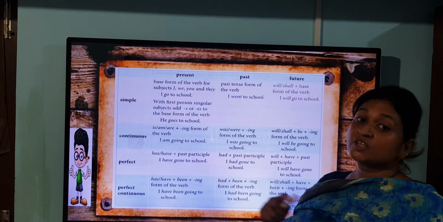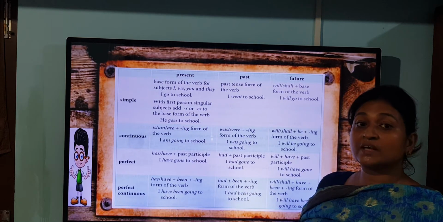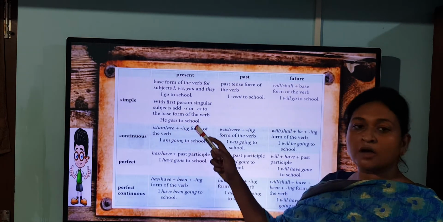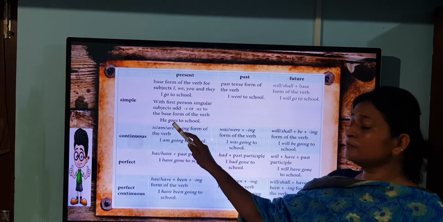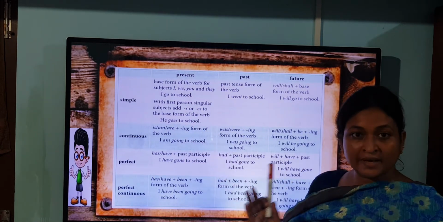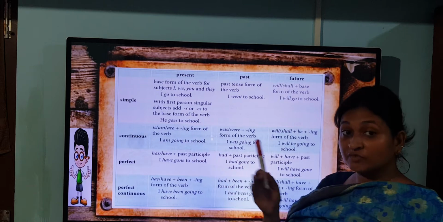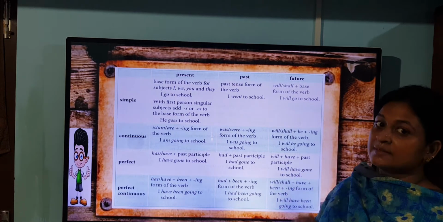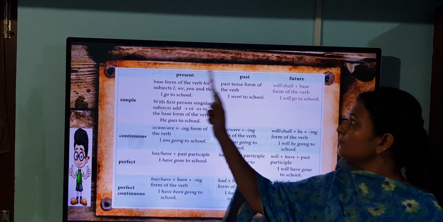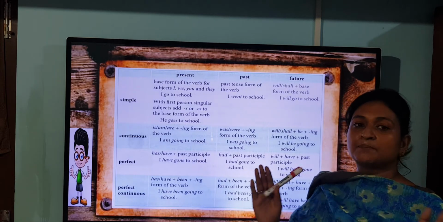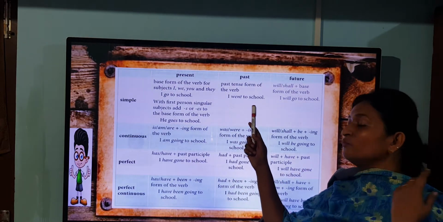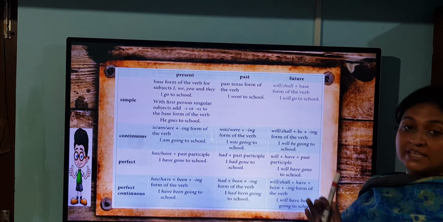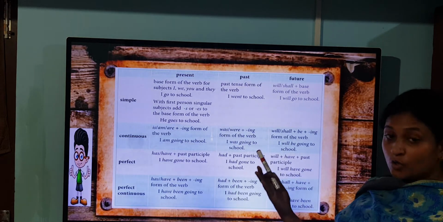He goes to school. She goes to school. So whenever we have third person singular number, we will be writing s or es. It depends on the verb which is being used. Here it is the base form of the verb, whereas when we have third person singular number, we use es or s depending on the verb. Simple past tense. Simply the past tense form of the verb. I went to school. Future tense, will or shall plus the base form of the verb. I will go to school.